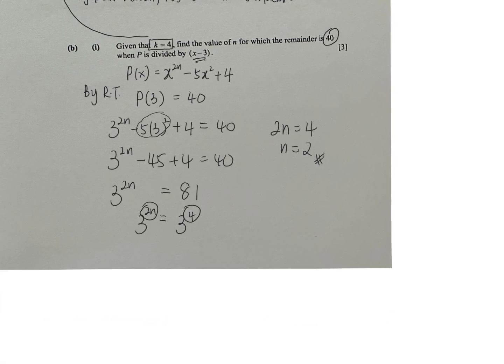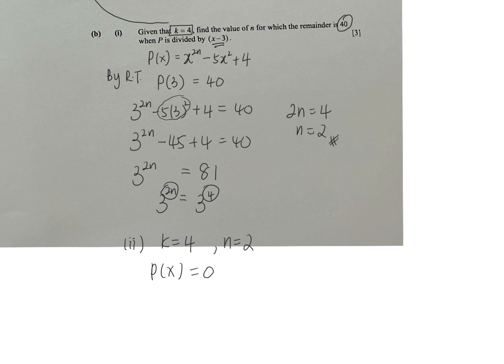Okay, part 2. They say use the k that we gave you in part 1, which is 4. Use the n that you have solved in part 1. And then use it to solve P(x) equals 0. So I'm going to sub in the values I have. x to the power of 4, minus 5x squared plus 4. Okay.